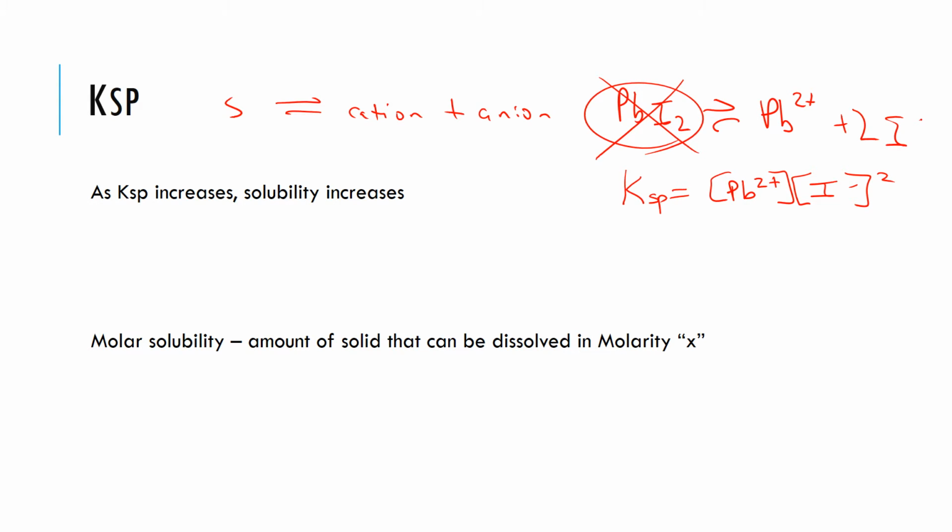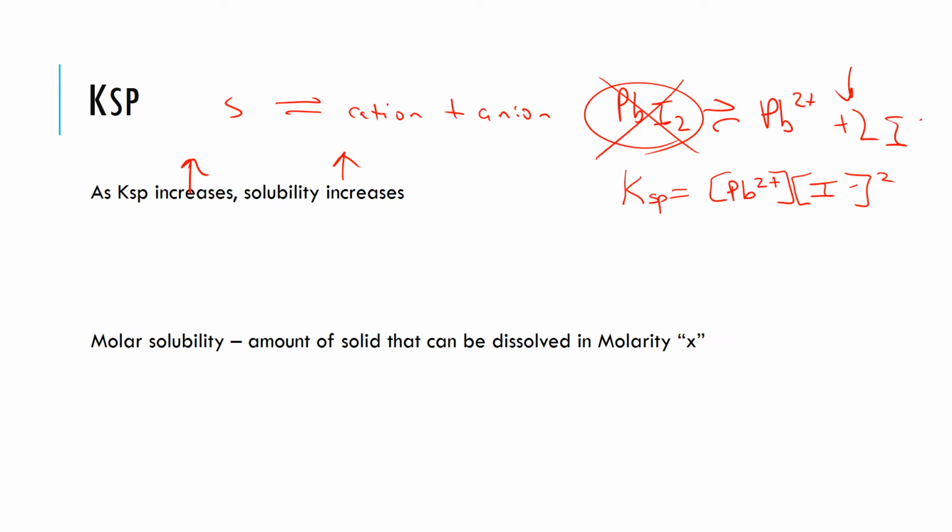And the reason why it's second power is because it's always raised to its coefficients. One thing you need to know is that as KSP increases, the solubility increases as well. So if I have a higher KSP value, what that means is more of that substance can dissolve in water or something of that nature.